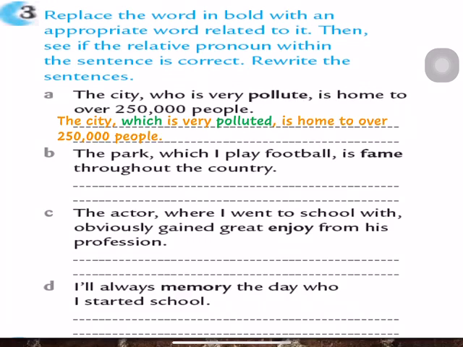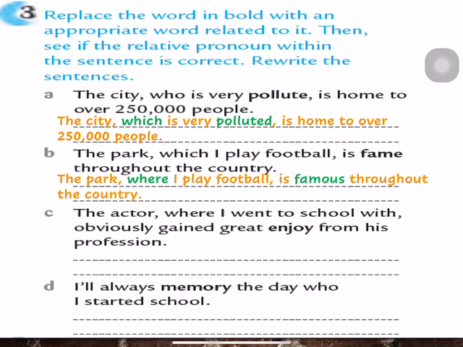B. The park which I play football is famed throughout the country. So can I use which here with the park? Okay, and notice here I say which I play. So here the action happens in the park. So the right answer is very good. The park where I play football is famous.